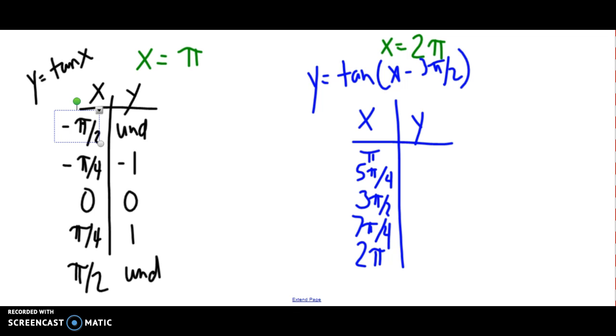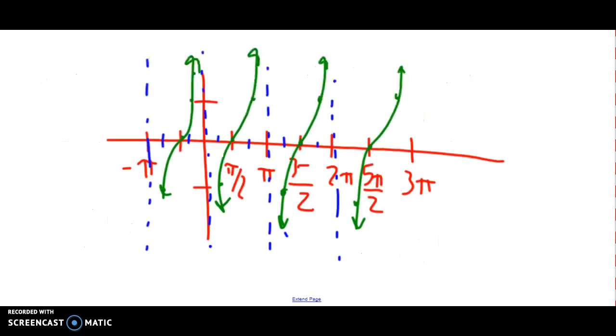And now I can just plug in the same values. At pi, it's going to be undefined. That's one of the vertical asymptotes. Negative 1, 0, 1, and undefined. And if I know those 5 points, now I can quickly sketch my graph. So this is what my graph ends up looking like when I sketch it out. It takes a little bit longer, but the periods remain the same. It's still pi units, pi radians from one asymptote to the other. It's just simply shifted over by 3 pi over 2.